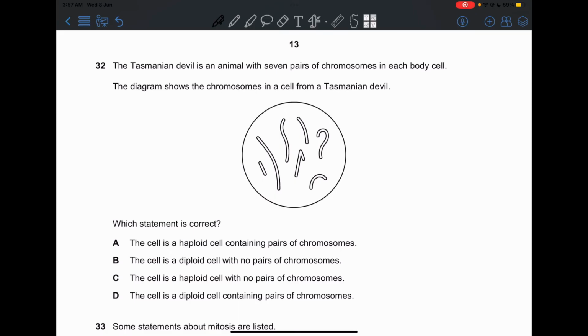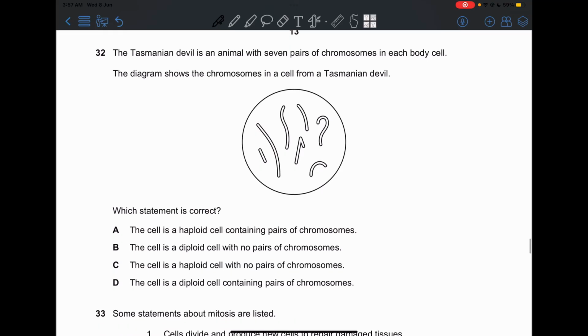Question number 32. The diagram shows the chromosomes in a cell from a species. Which statement is correct? Now over here, it shows that there are no chromosomes pairing together. It's just like strands alone in the cell over here. As we can see, there is no double pairing or something. It's just chromosomes alone. So this shows that it's a haploid cell. So there are of course no pairs of chromosomes. So the answer is going to be C.